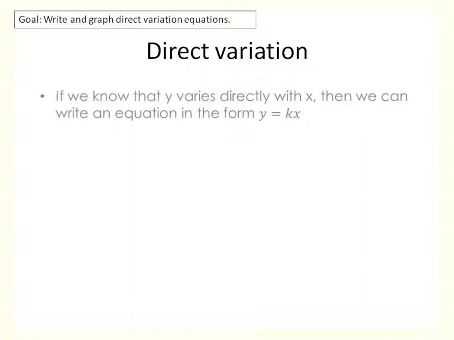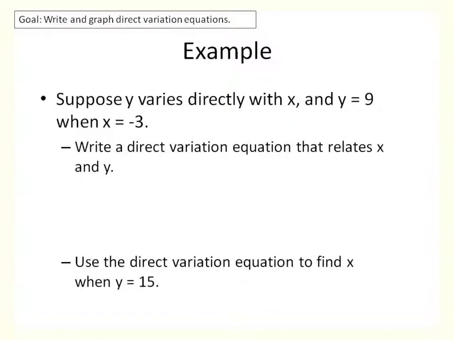So we're going to actually get out of graphing equations for just a minute and talk about writing equations. So if you know that y varies directly with x, we can write an equation in the form y equals kx. So suppose y varies directly with x and y equals 9 when x equals negative 3. So this is telling you that y varies directly with x. So I know I can use the equation y equals kx. So the directions here say write a direct variation equation that relates x and y. So if I want to relate x and y, I need to know k.